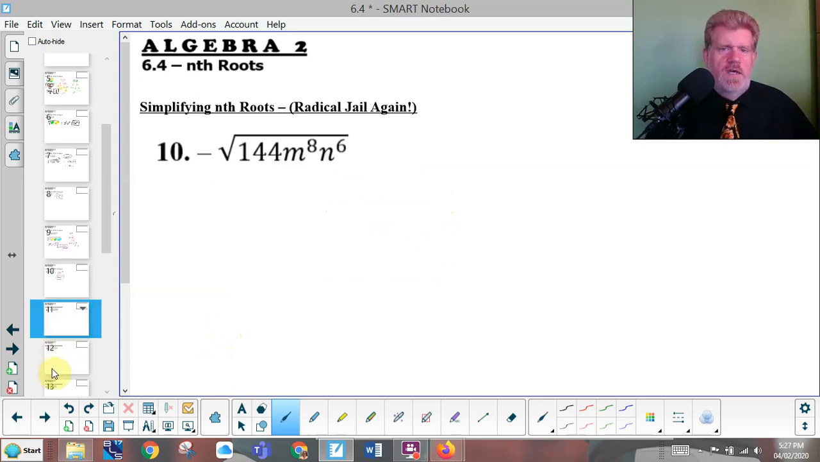Okay. Couple more. Square roots again. Man, these are not very secure prisons, are they? We need to make more roots. That's okay. This is what we got. This is what we'll deal with. The negative's on the outside. That'll stay. What's the square root of 144? Right. That's 12. If we look at m to the 8th, remember there's a 2 out here. 8 divided by 2 is 4.